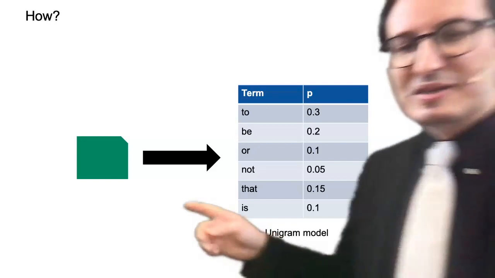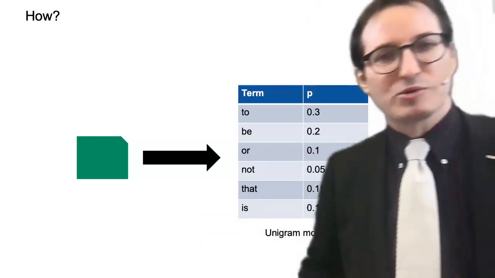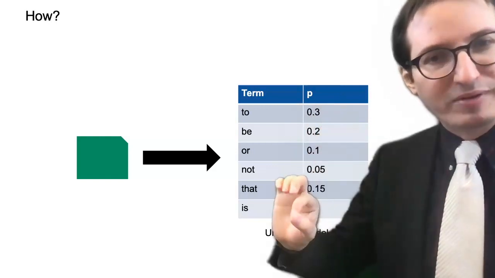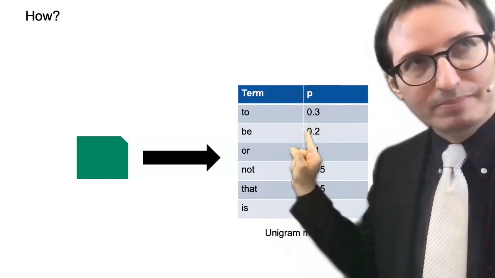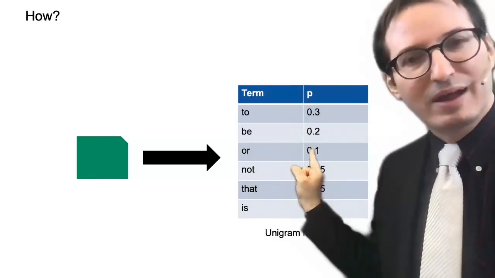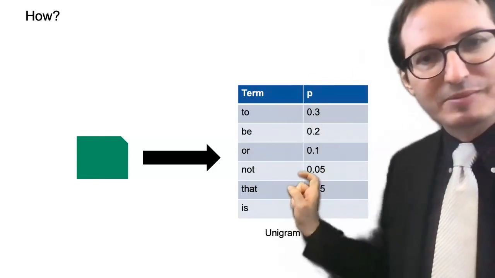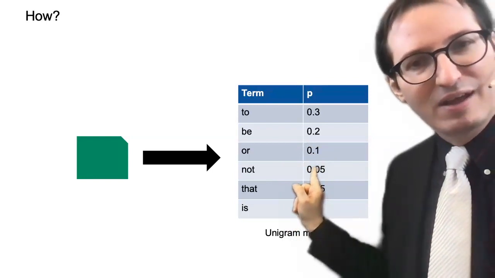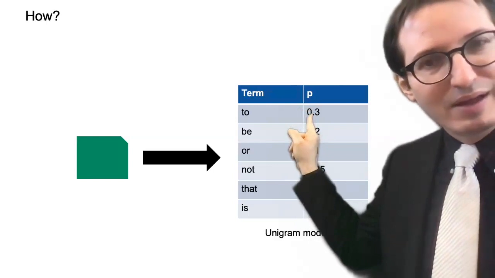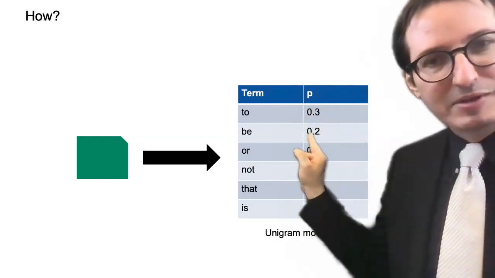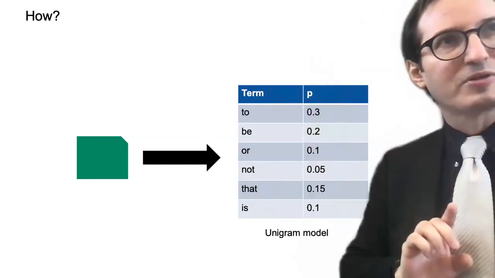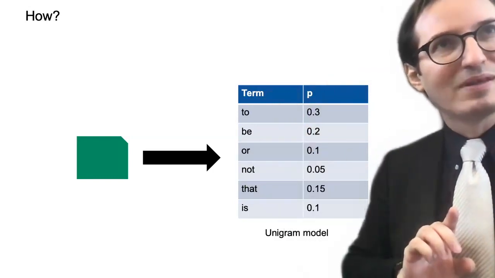So it always starts with 1 minus p stop, right? So 0.8 times 0.3 times 0.8 times 0.2 times 0.8 times 0.1 times 0.8 times 0.05 times 0.8 times 0.3 times 0.8 times 0.2 times 0.2. It stops. Who understood? Right?